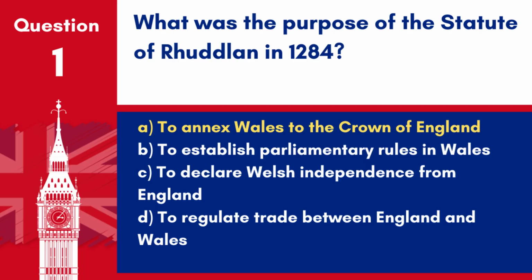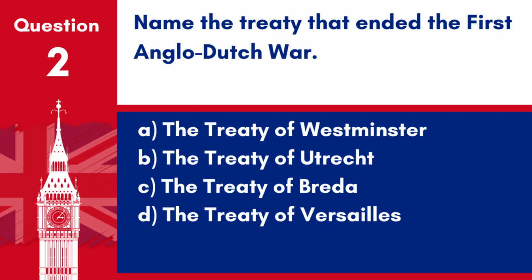Answer A. To annex Wales to the Crown of England. The Statute of Rhuddlan in 1284 was significant for incorporating the land of Wales into the Kingdom of England, establishing English rule over Wales.